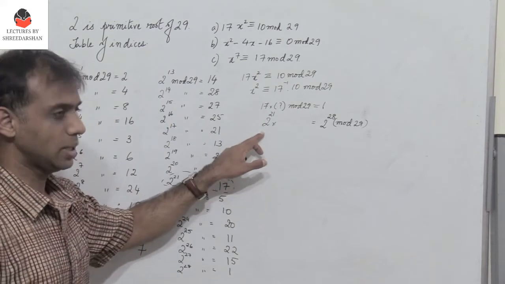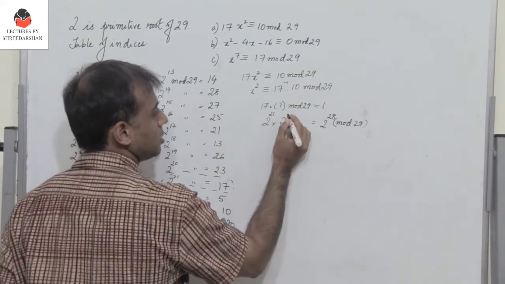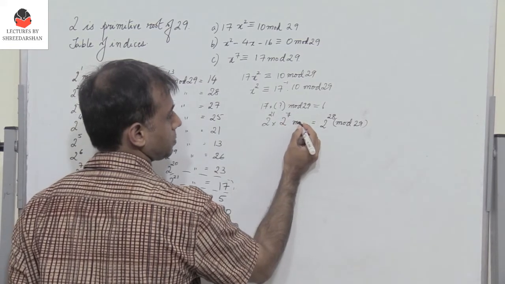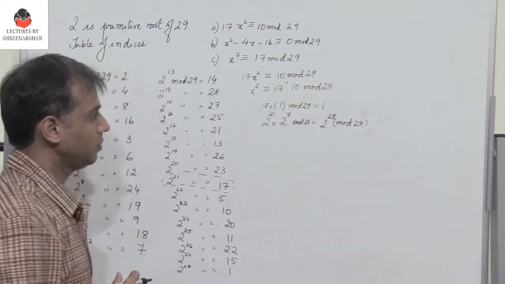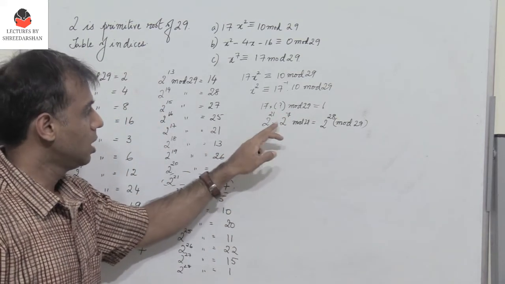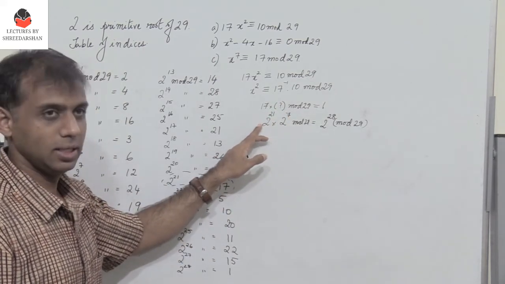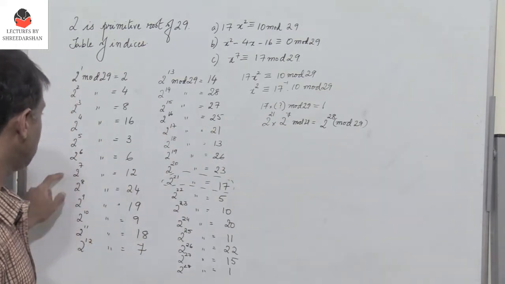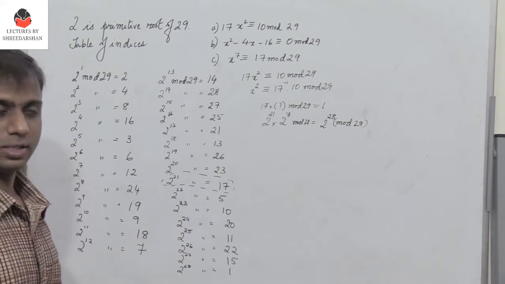So how will I get 2 power 28? I will get 2 power 28 if I have 2 power 7. So 2 power 21 into 2 power 7 will give me 2 power 28 because I add the powers 21 plus 7. So therefore 2 power 7 is the inverse of 2 power 21. That essentially means 2 power 7 is 12.